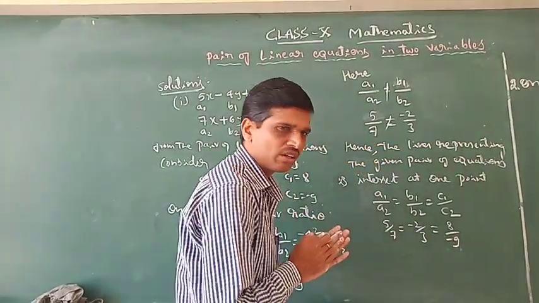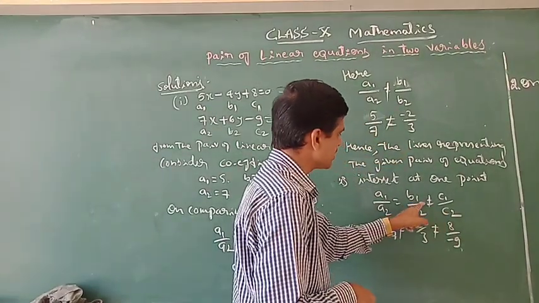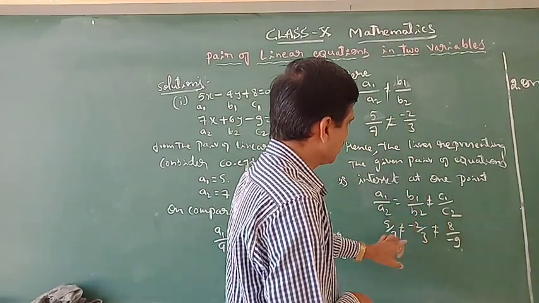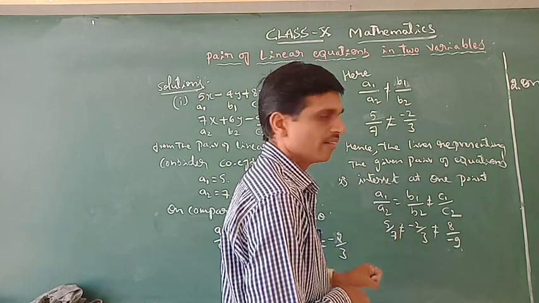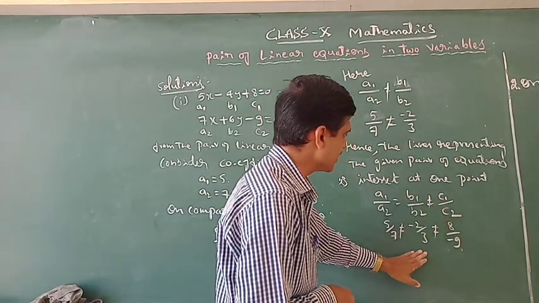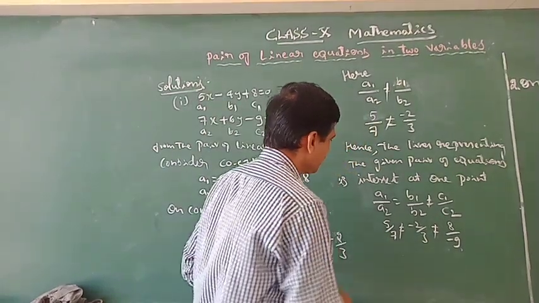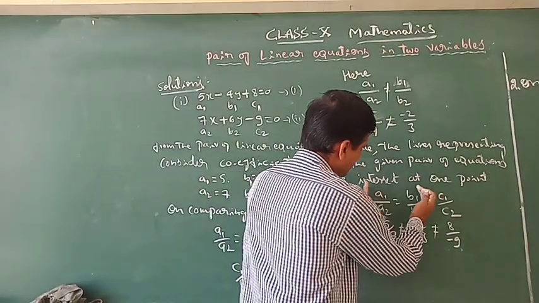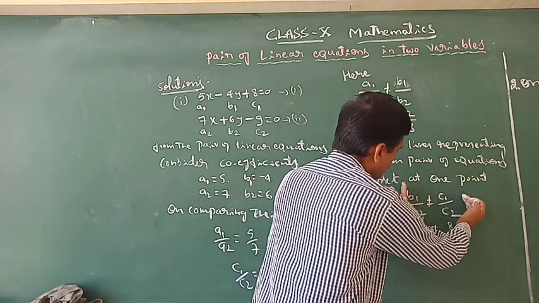Whether they are equal or not? None is equal to each other. Here this is also not equal. It means the lines are parallel. If we compare these two, we get the answer that these two lines are parallel. Hence, here we already considered this one. No need to write this one again. Only you have to consider these last two ratios.